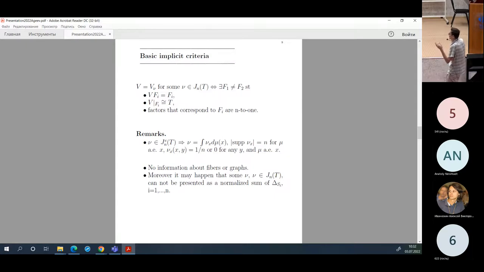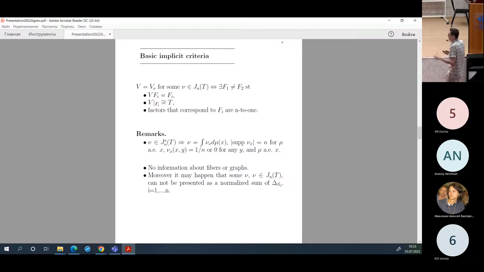If there are two sigma-invariant subalgebras F1 and F2, which are not equal, such that on this subset of sets V it just preserves them, so they are just invariant subalgebras, F of Fi is Fi. If we restrict our dynamical system to Fi, it's just T, the same for F1 or F2, just isomorphic. On the sigma algebra, this dynamical system is the same. And the factors that correspond to Fi are just projections on the sigma subalgebra. It's just n to 1.